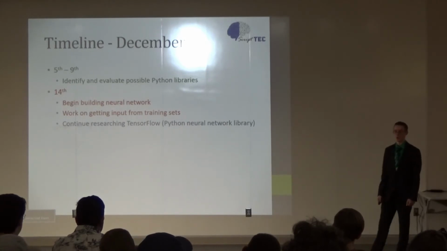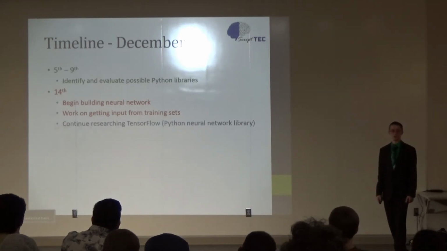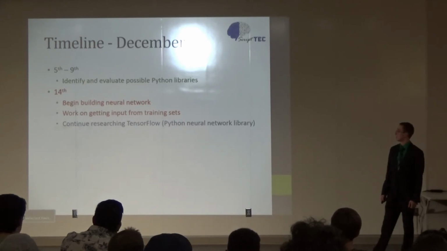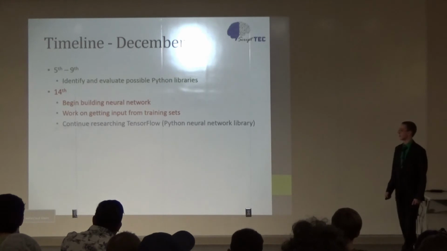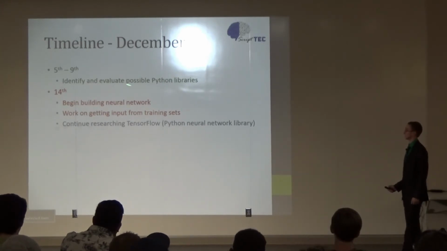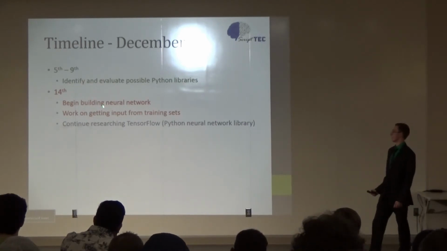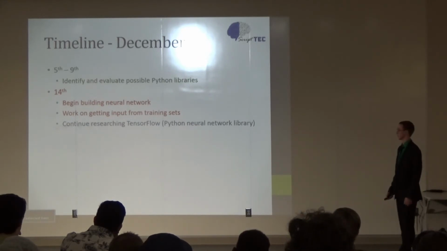Because TensorFlow has all these functions for working with neural networks, you don't actually have to design each of the individual sections by themselves. So I did identify and evaluate possible Python libraries. In my timeline, just to make it easier, I have everything in green highlighted as something I had originally planned to do and accomplished. Everything in red is something I had originally planned on my timeline, but I ended up not doing for different reasons.